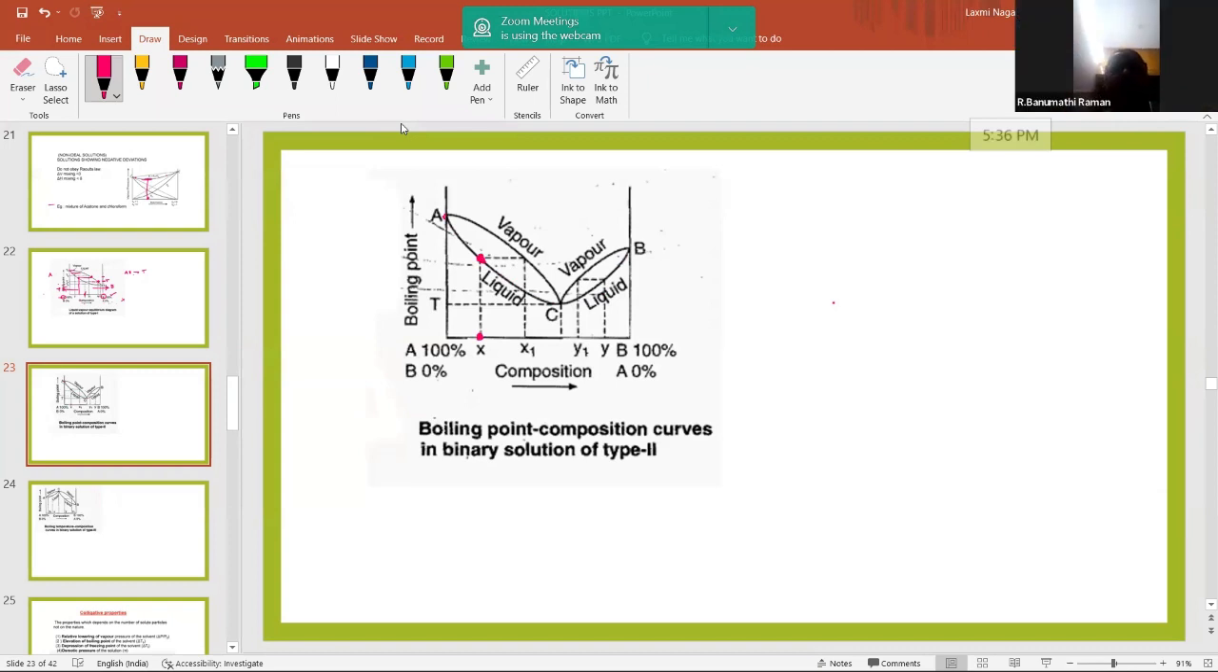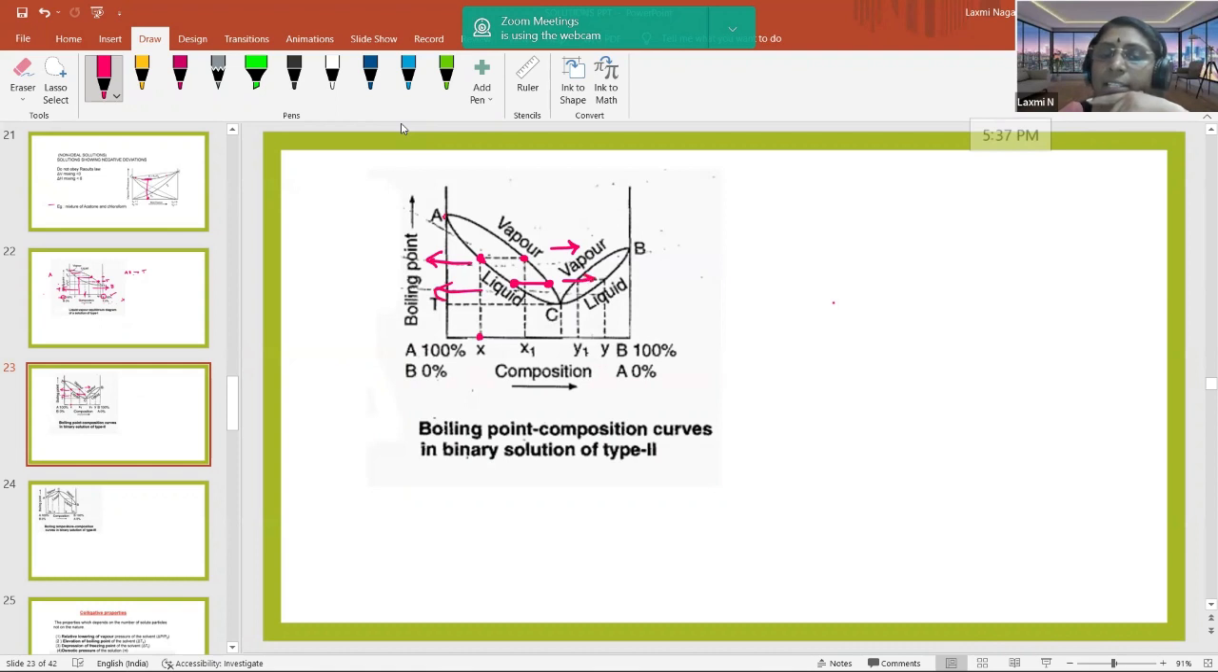When I try to do distillation, the liquid is rich with A and the vapor is rich with what? B. B. Okay. So I am able to do separation. Okay, fine. Let us go to this composition now. Am I able to separate out? Let us see. Again, the same thing. The liquid is rich with A and the vapor is rich with B. At this point, the liquid is rich with A and the vapor is rich with B. What about this point?